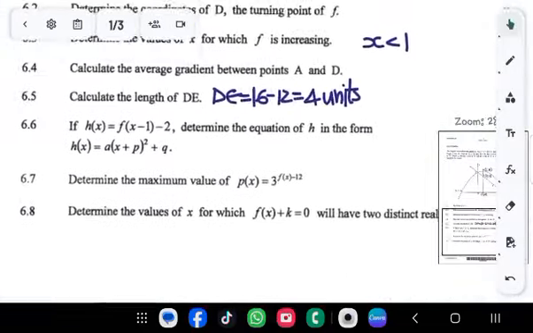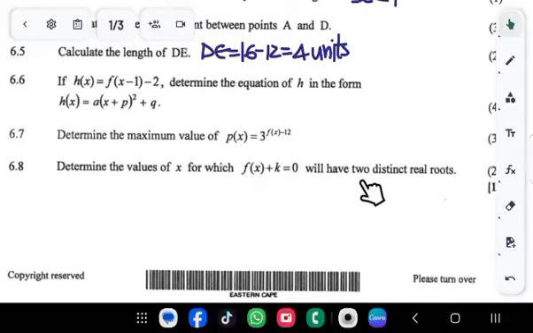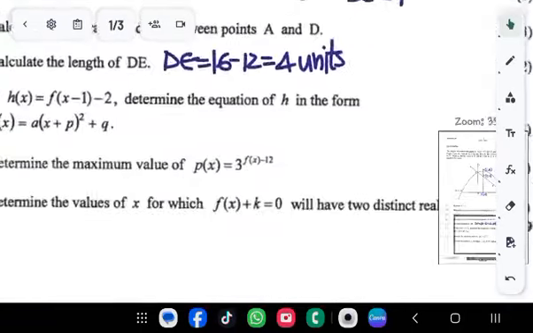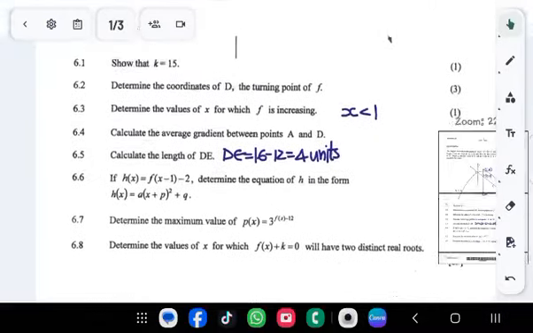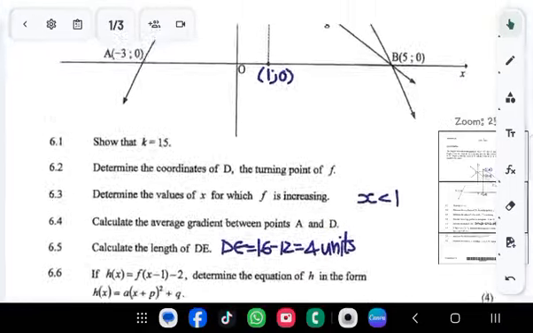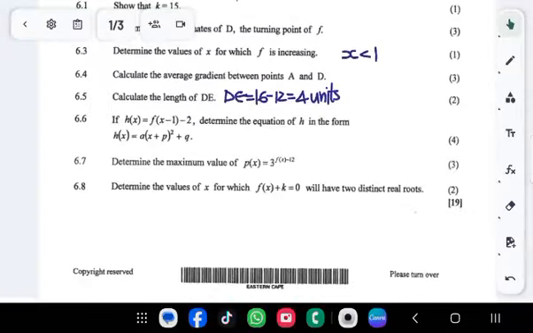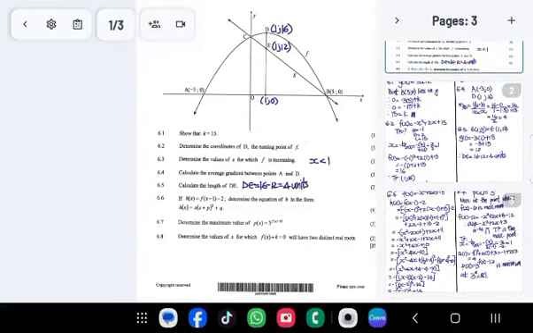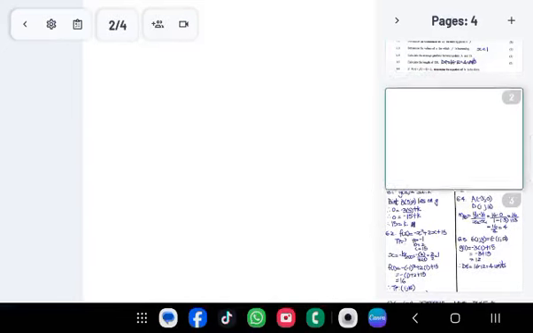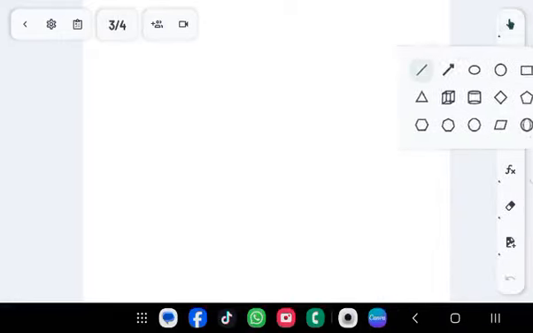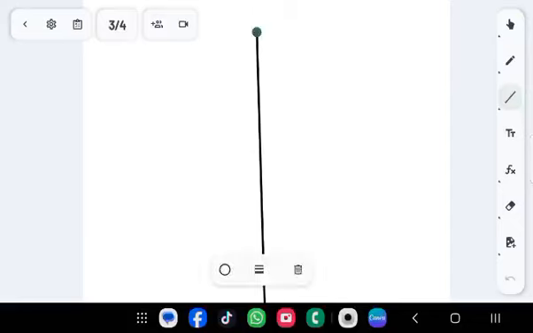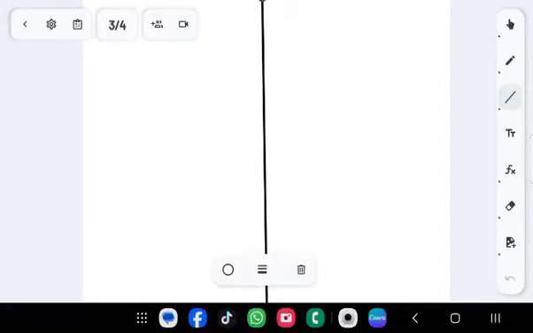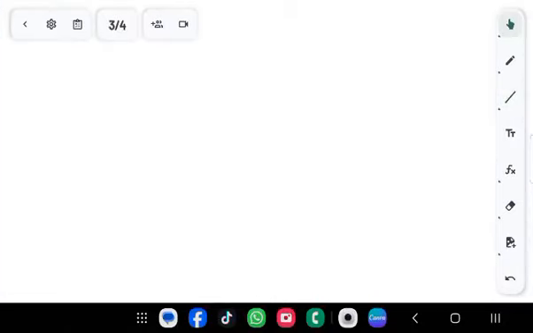Now the last question, which is 6.8, says determine the values of k for which f of x plus k equals to 0 will have distinct real roots. Remember k was supposed to be, we did solve that one out. So f of x plus k will have distinct real roots if your delta is greater than 0. When it is equals to 0, you have equal roots. So let's go 6.8.